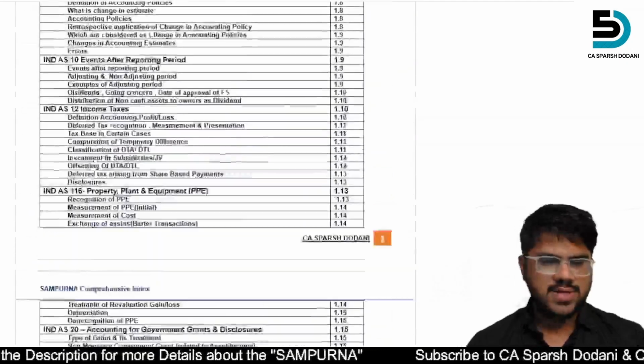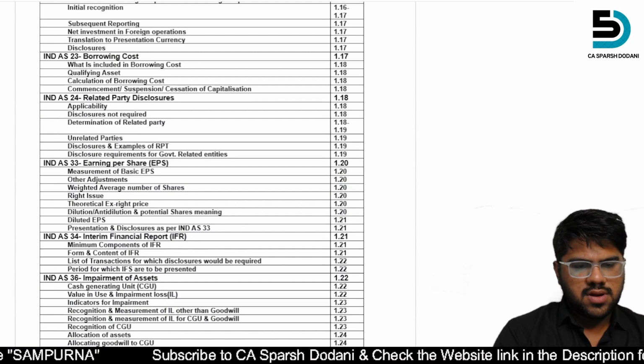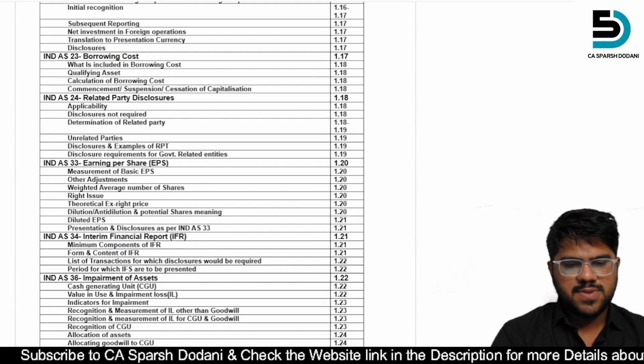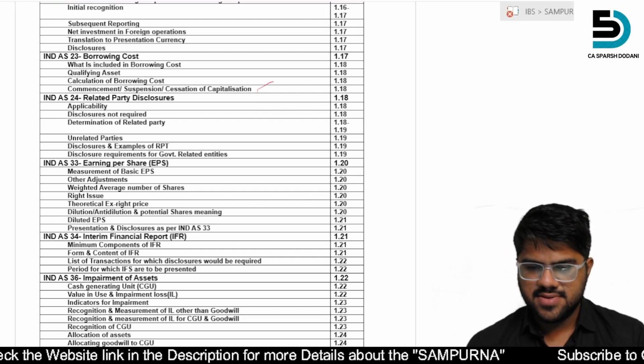Let us come on to Ind AS 23 and when does the capitalization commence. So commencement, suspension and cessation of capitalization, paragraph 1.18, we have to check here.